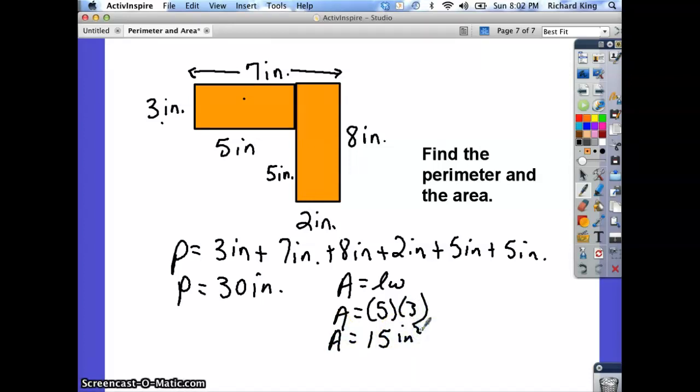Now let's do the other one. You know the length is 8 and the width is 2. So area equals length times width. So area equals 8 times 2. So the area is 16 inches squared.